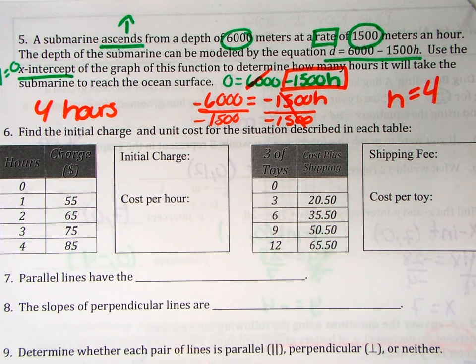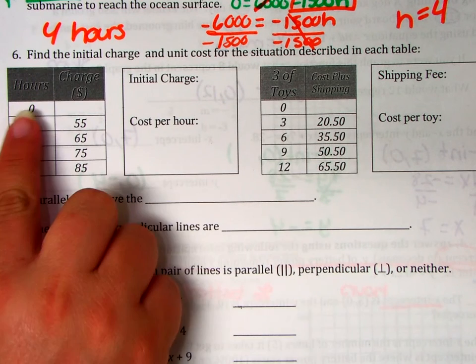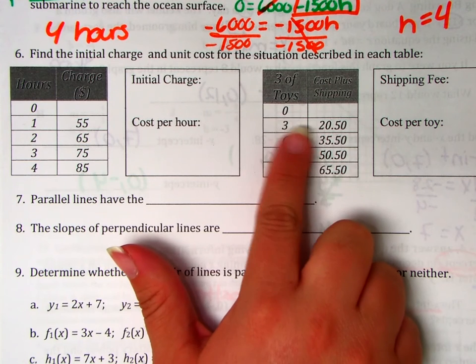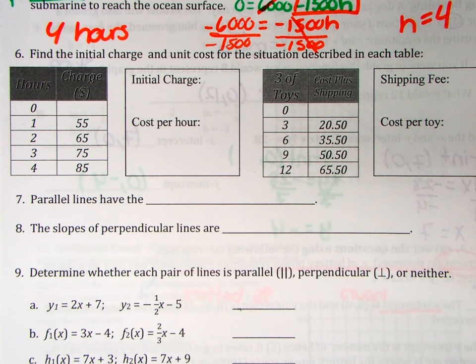Alright, so now let's go away from here for a little bit, and let's look at problem number 6. There's 2 parts. Now I know the camera, I don't think it's picking up those words too well. It's hours in charge, and then cost of toys and cost plus shipping. I think it should say cost of toys instead of 3 of toys. That's what it should say. Alright, so let's go ahead and jump into the first part.